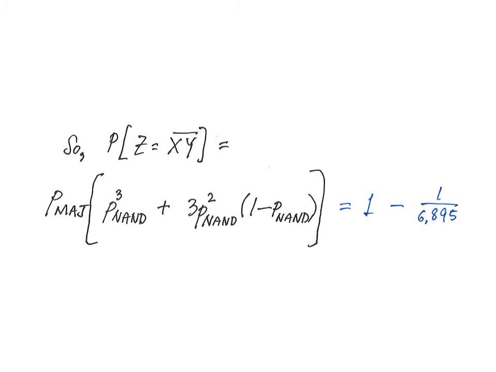And use the value that I came up with previously. You'll get now the overall reliability of this circuit, which is 1 minus 1 over 7,000 or so. So that means that it fails once out of 7,000, approximately, as compared to once every 200 that we had for the original circuit. So we have gotten an improvement.